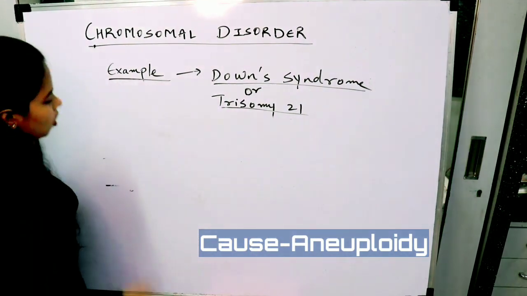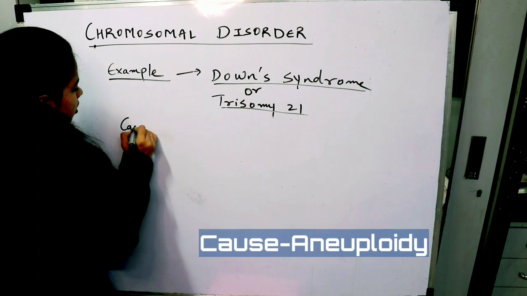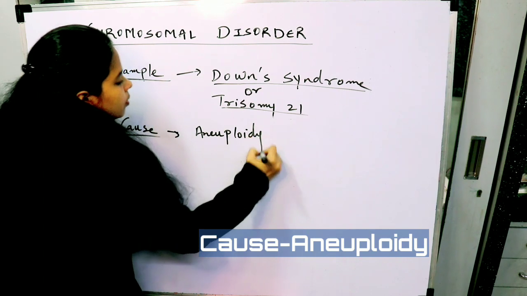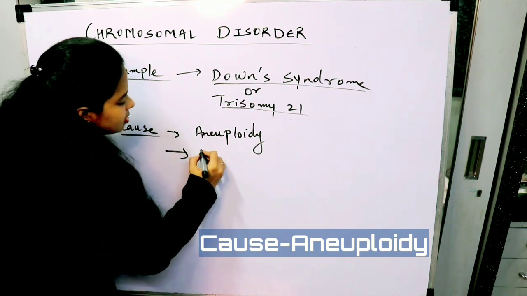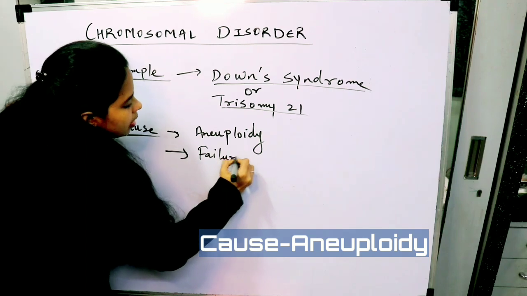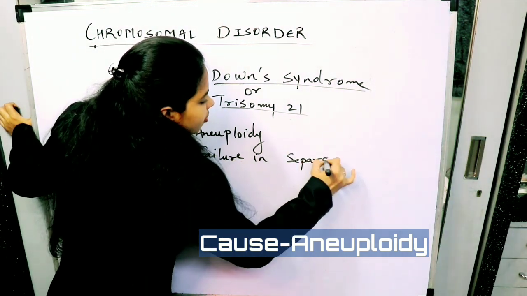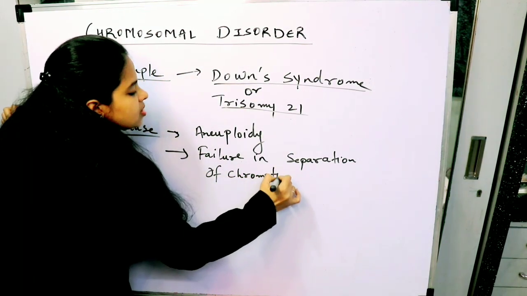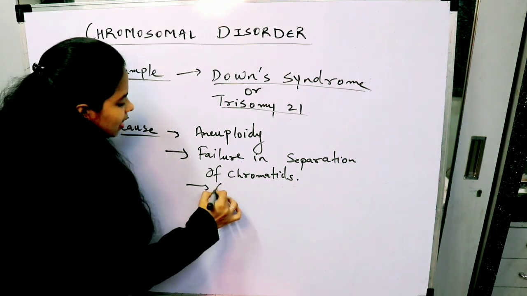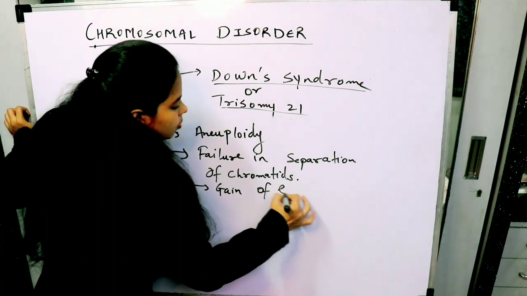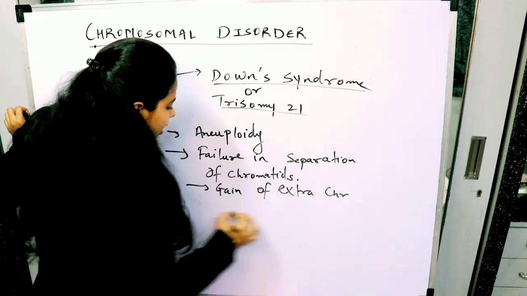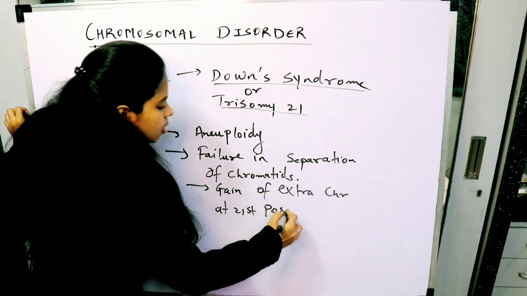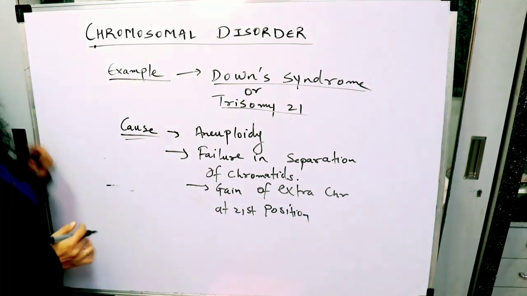Now let's see the causes. The cause is aneuploidy. That is basically failure in separation of chromatids. So this is the reason for the gain of an extra chromosome at the 21st position. Is it clear? So this is basically the cause of Down syndrome.